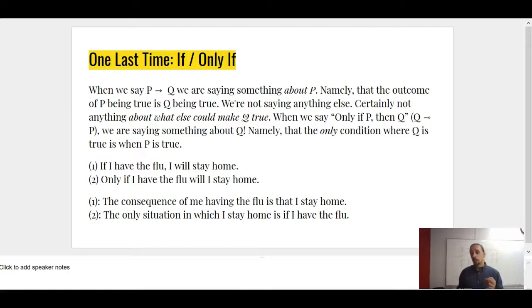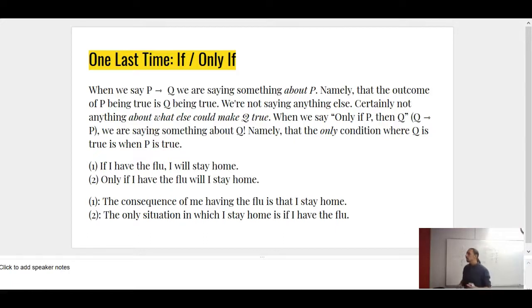But if I say only if P then Q, then I'm saying something about Q. I'm saying the only condition where Q is true is the one where P is true. So if I say only if I have the flu, I'll stay home. The consequence of me having the flu is that I stay home. Right? So if I have the flu, I'll stay home. Only if I have the flu will I stay home. The only situation possible in which I stay home is if I have the flu.